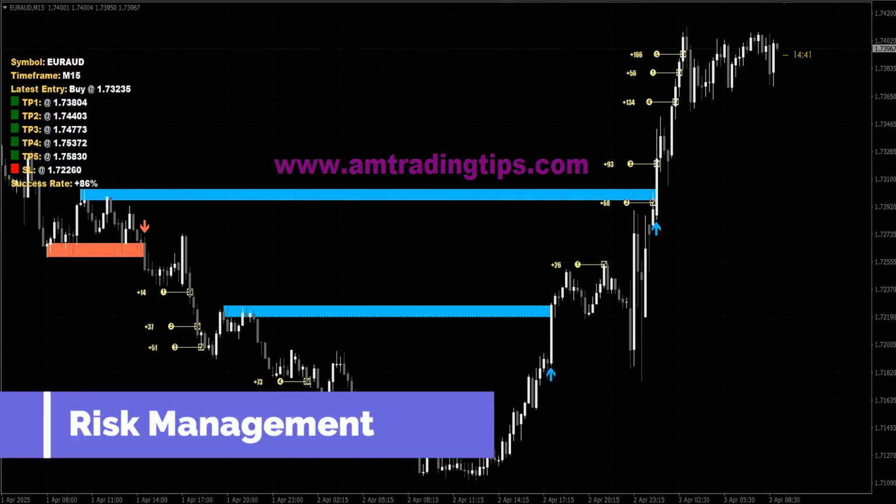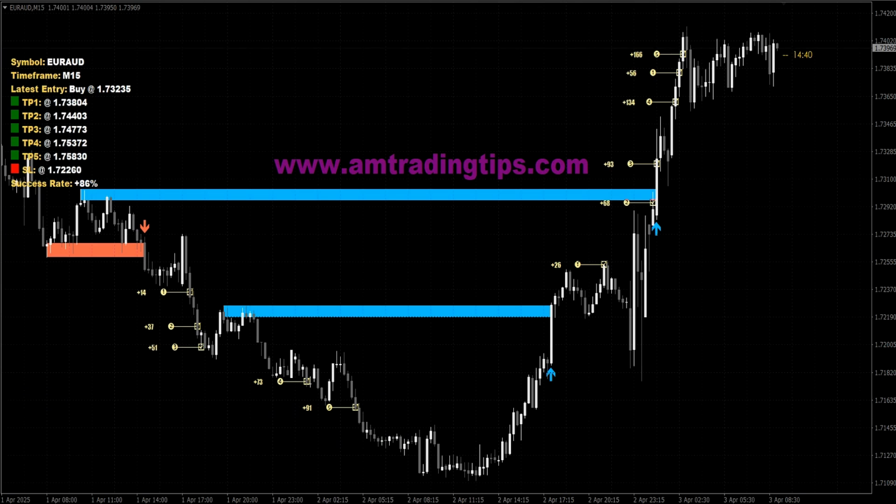Risk management. Always protect your account by risking only 1 to 2% per trade. This keeps you in the game even during a losing streak, and there will be losing streaks with this or any other tool. Timeframes and assets.